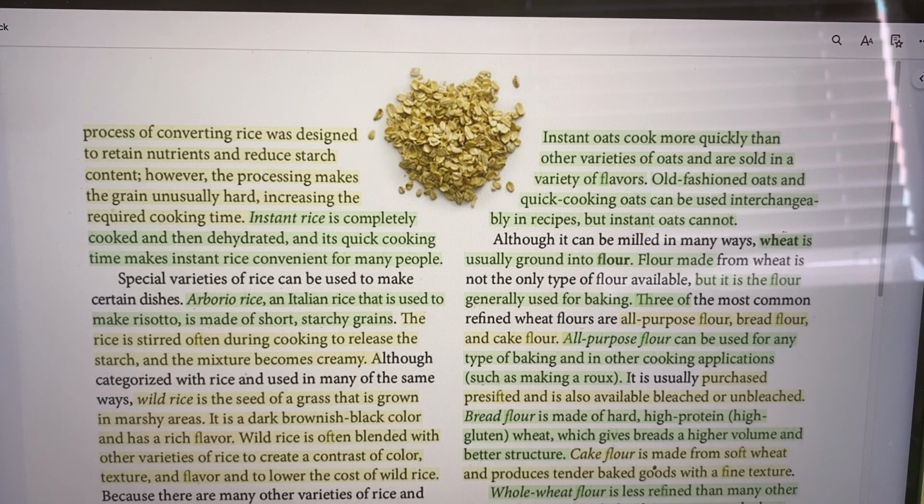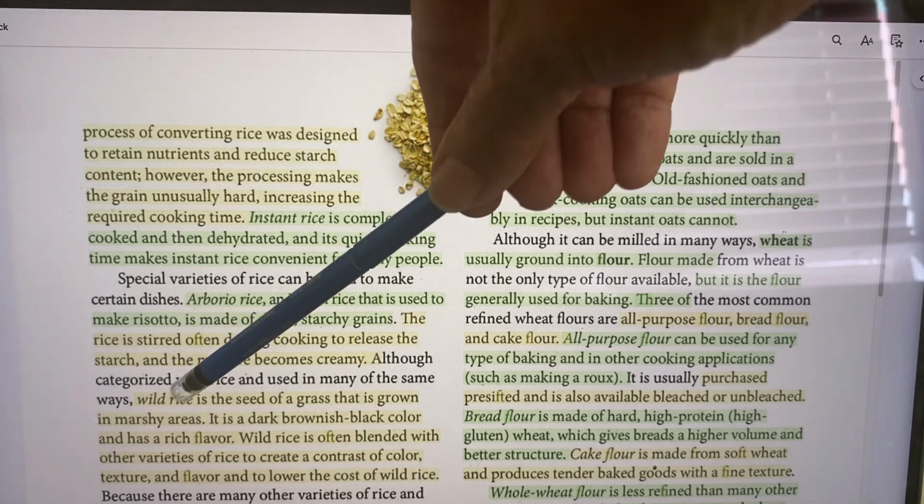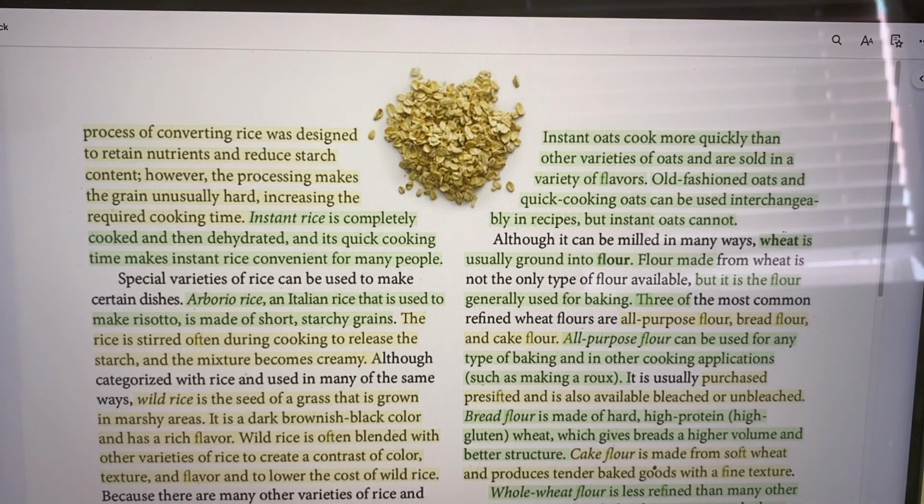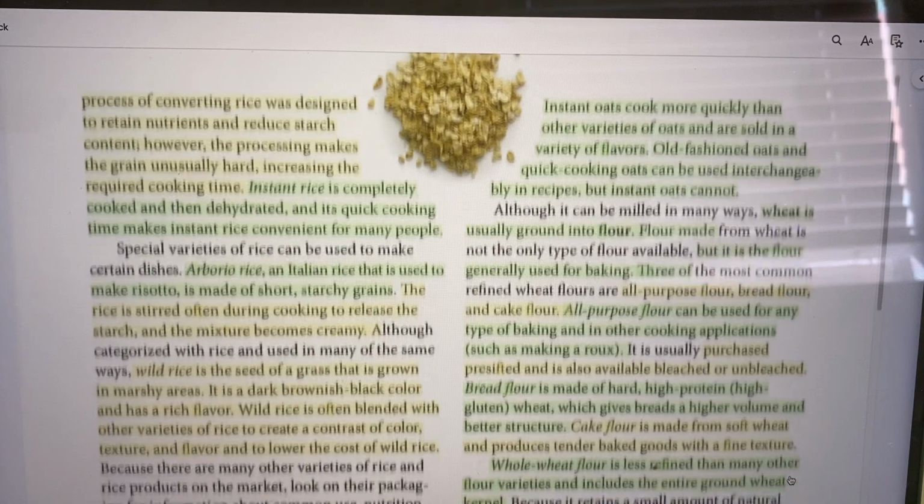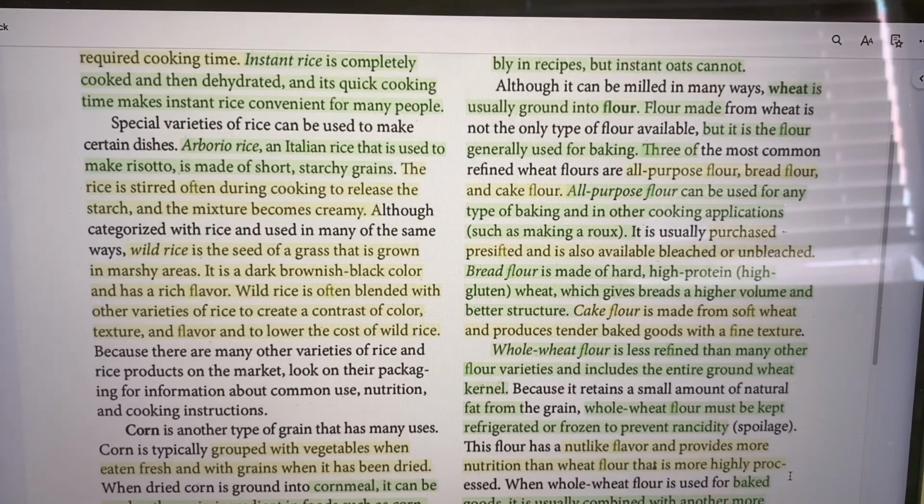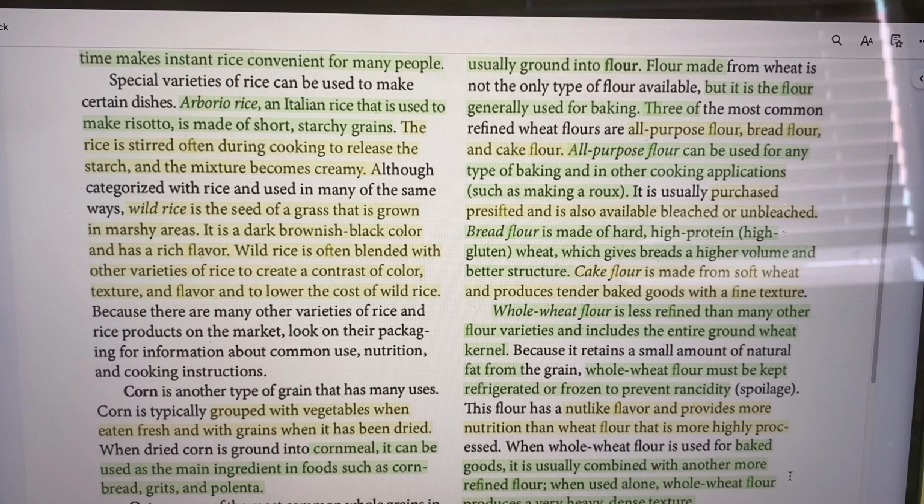And on to another type of rice we have, although categorized with rice and used in many of the same ways, wild rice. So here we've got wild rice, which is the seed of grass that is grown in marshy areas. The wild rice is a dark brownish black color. When you think of wild, you think of the darker color, and it has a very rich flavor. Wild rice is often blended with other varieties of rice to create a contrast in color, texture, and flavor, and to lower the cost of the wild rice. There are many other forms of rice too, but those are just some of the basic types of rice.